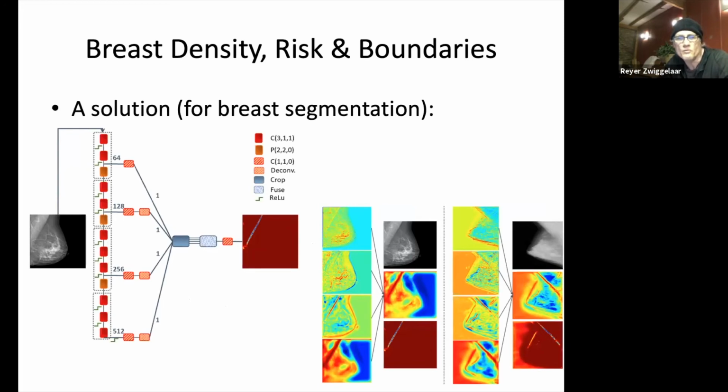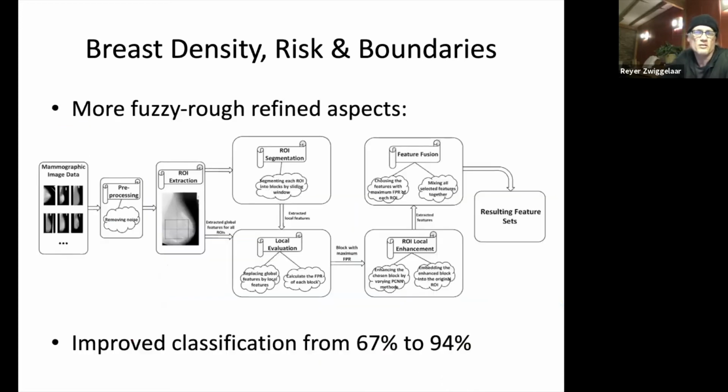And we've used recent deep learning methods for that. In addition to that, in collaboration with some other people in the department, we've looked at fuzzy, rough segmentation techniques as well, and doing image improvement, and that improved things significantly as well.